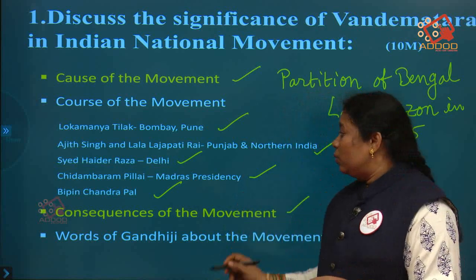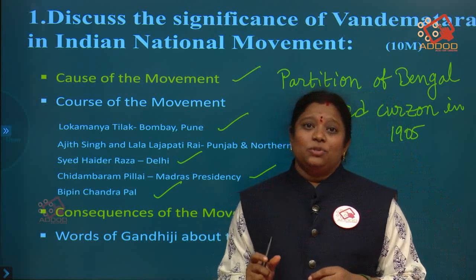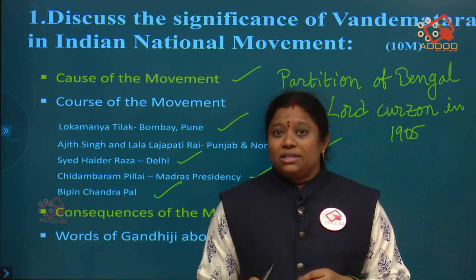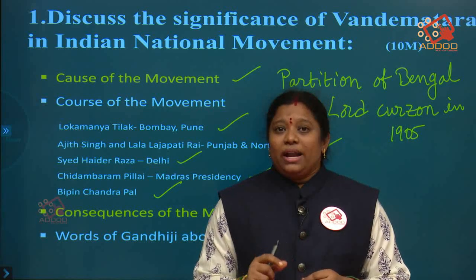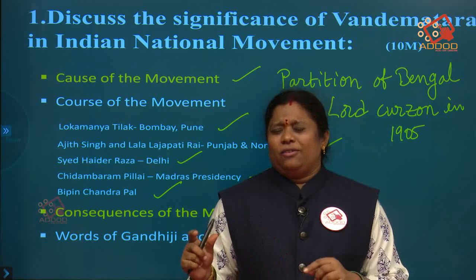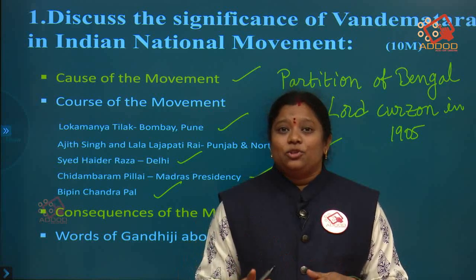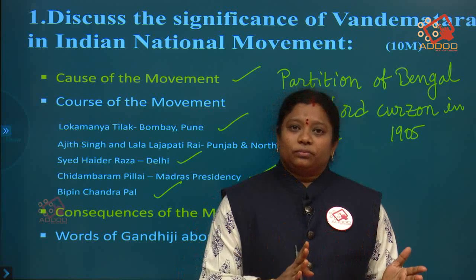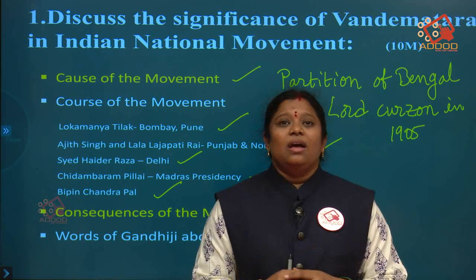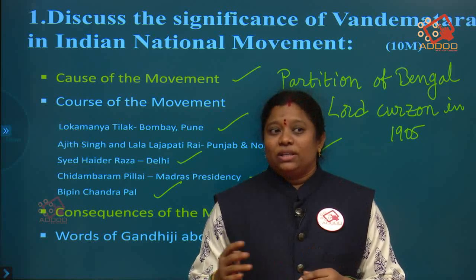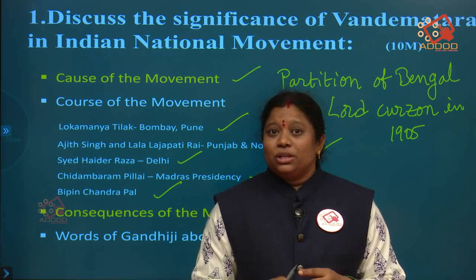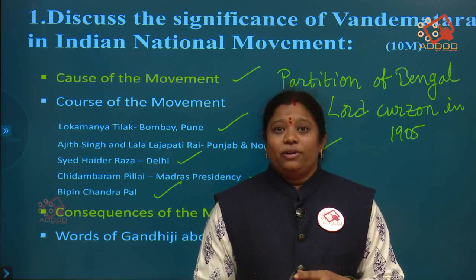And the next important thing was the consequences of the movement. When it comes to the consequences, finally the Britishers cancelled the partition of Bengal, and in order to suppress the awakening of the Bengalis, they shifted the capital from Kolkata to Delhi in 1911. So this was the major incident that occurred after the Vande Mataram movement as well as the Swadeshi movement. And because of the Swadeshi movement, Indians were able to learn self-reliance and self-confidence also.